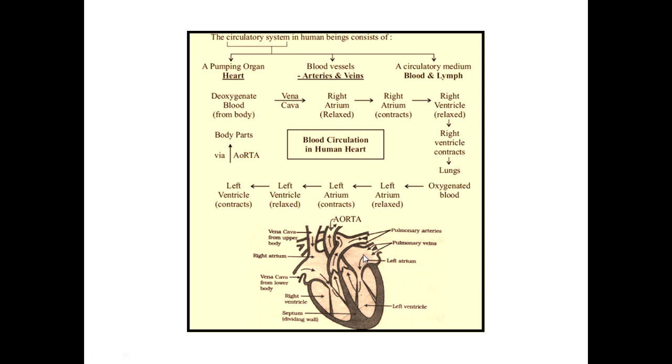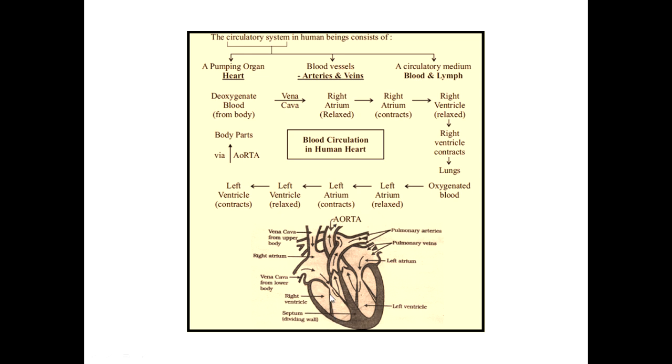Once the oxygenated blood is pushed from the left atrium to the left ventricle, it goes from the left ventricle into the aorta. See, this is the aorta. From the aorta it is supplied to the whole body.